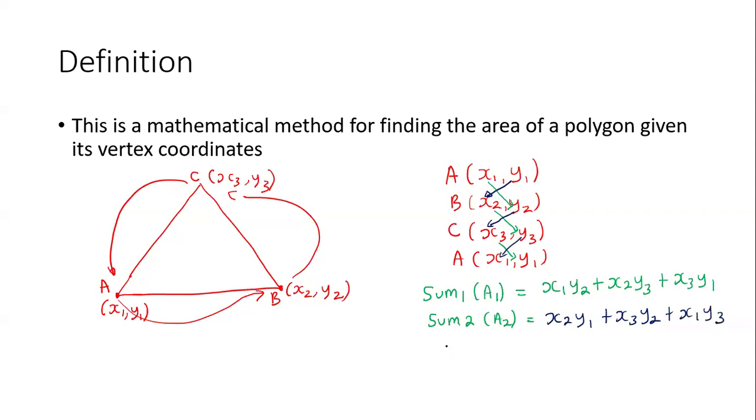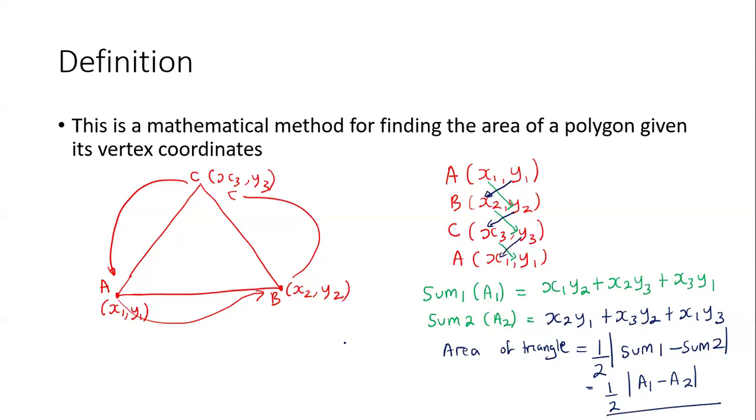Now, in order to obtain the area of the triangle, the area is going to be equal to one half of the magnitude of sum 1 minus sum 2. Or I can still write it as one half of A1 minus A2. So this is the formula that we are going to use. When you look at the approach here, the way we are crossing is like a shoelace. That's why we call it the shoelace method.